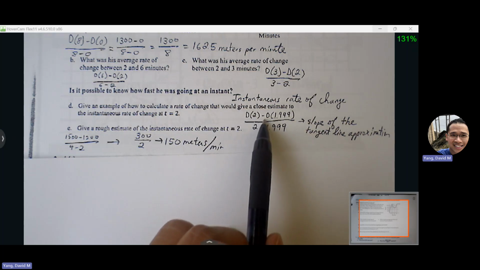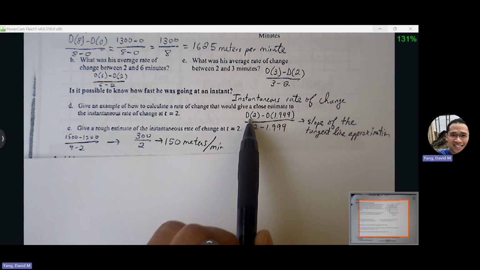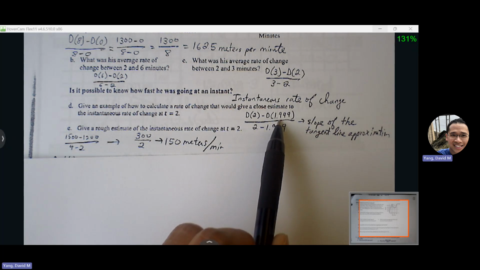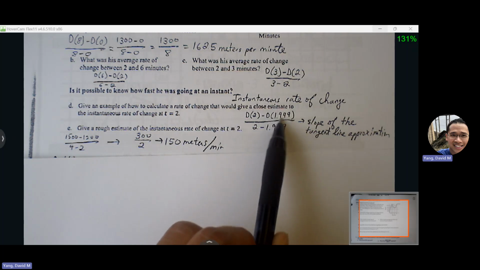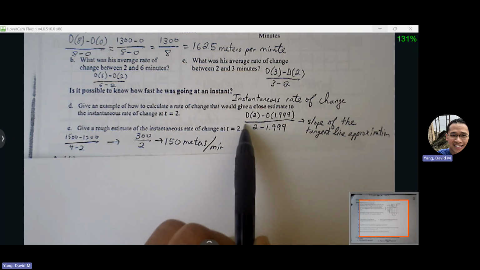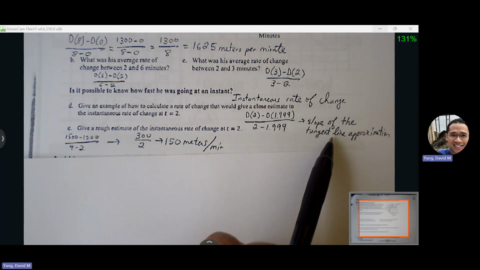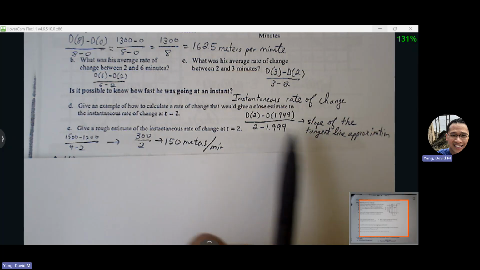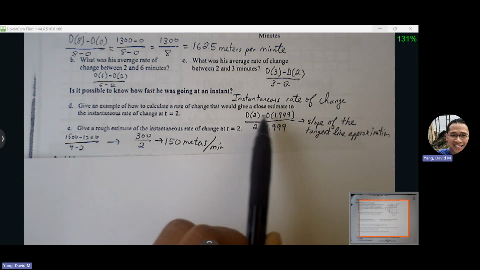So for instance, there's more than one way to do this, but I'm just picking a point that's really close to his location at 2 seconds. So I'm going to say his location at 1.999 seconds. If I do this, this will tell me how much he's traveled in that tiny moment divided by that time period. This gives me a really good estimate of how fast he's moving at 2 seconds. And obviously, we can improve this accuracy even more by picking points even closer to 2.